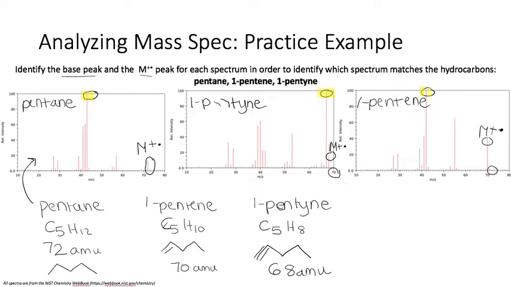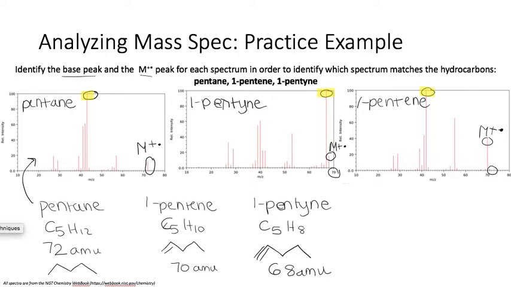Notice in all of these examples, the base peak is not the molecular ion peak, and there's nothing wrong with that. So the first one matches for pentane, the second one matches for 1-pentyne, the last one matches for 1-pentene. I have my base peaks highlighted in yellow, and then I have my radical ion peaks circled in black with the label down below.